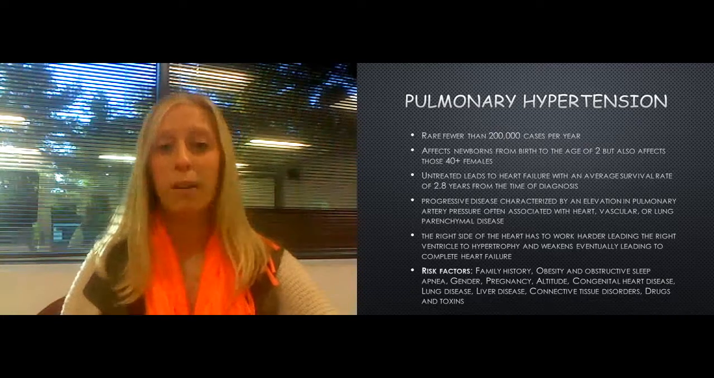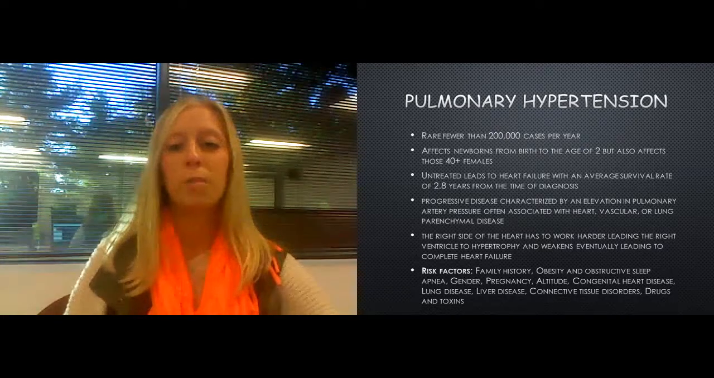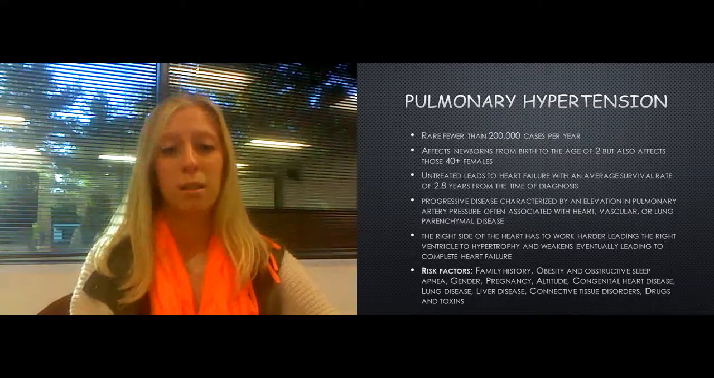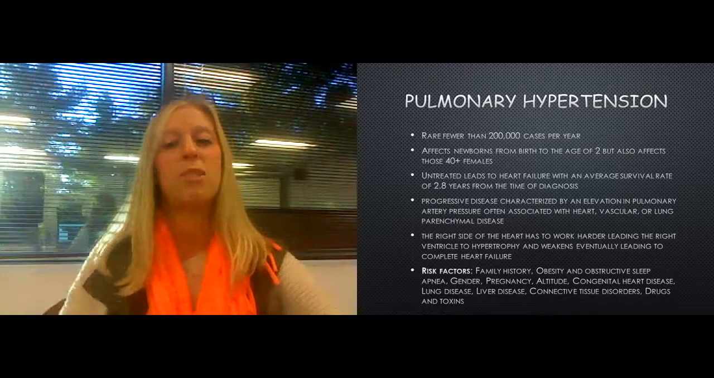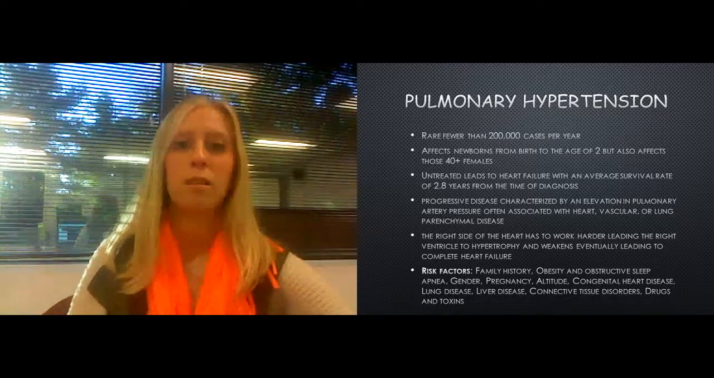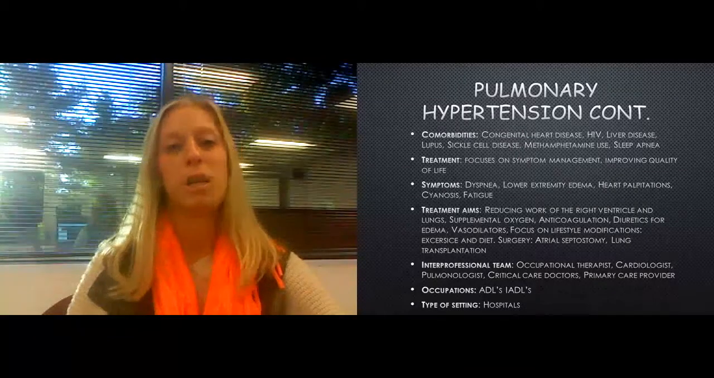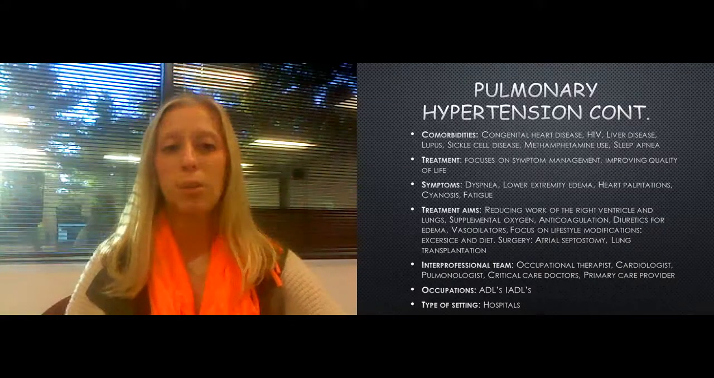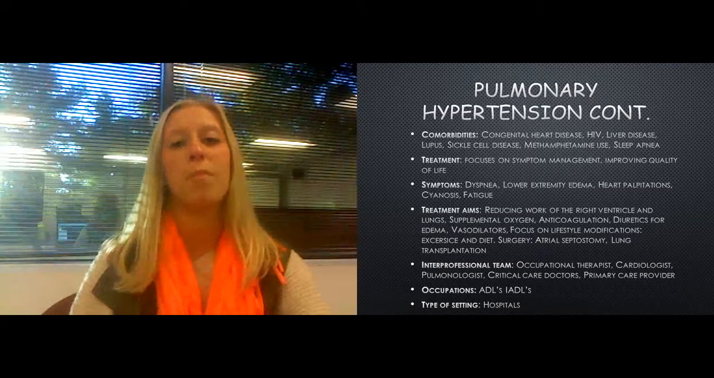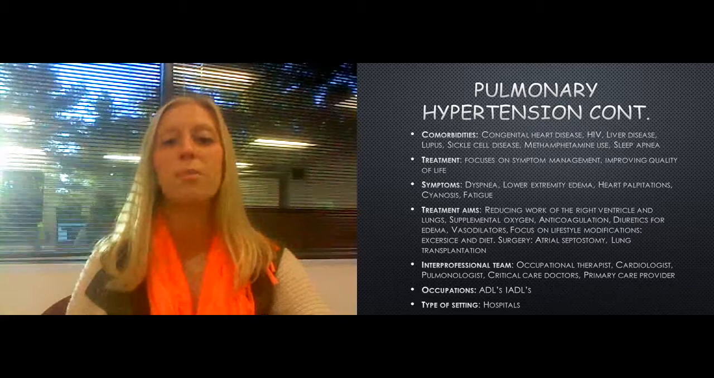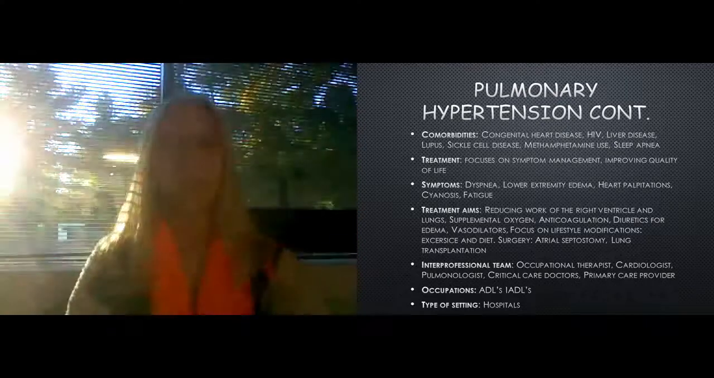And some risk factors are family history, obesity, obstructive sleep apnea, gender, pregnancy, altitude, congenital heart disease, lung disease, liver disease, and connective tissue disorders, and also drugs and toxins. So some comorbidities are congenital heart disease, HIV, liver disease, lupus, sickle cell disease, and methamphetamine use and sleep apnea. And some treatments, they focus on symptom management and improving quality of life.